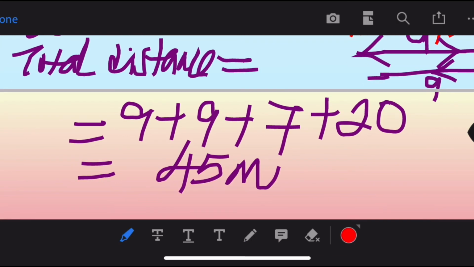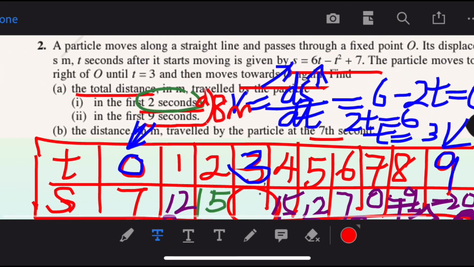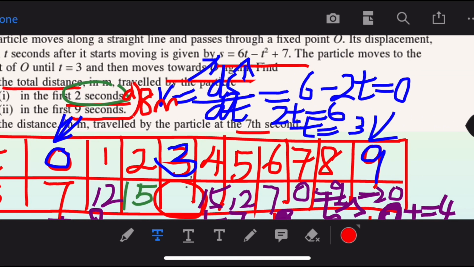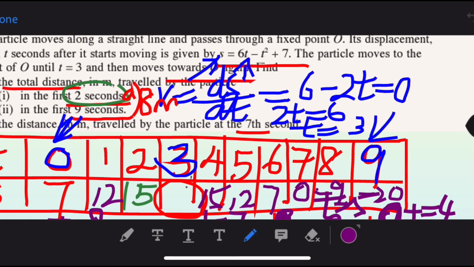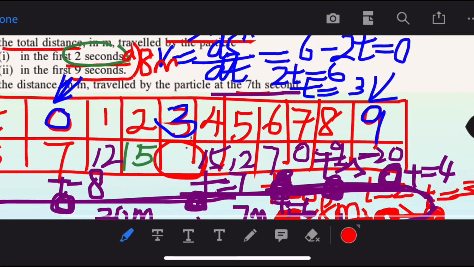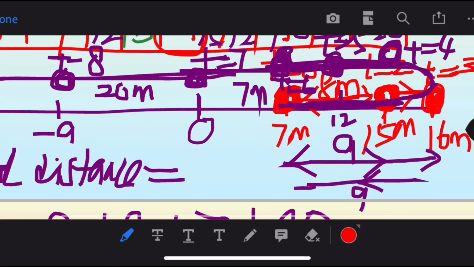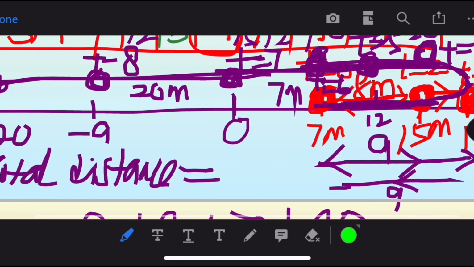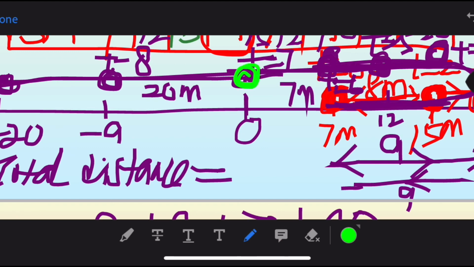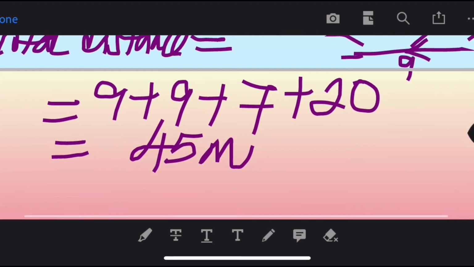How about the other question, about the distance traveled by the particle at the 7th second? At the 7th second, meaning what? Where is t equal to 7? I'm going to explain to you. t equal to 7 here. t equal to 6, where is the particle? Here. That means from 6 to 7, the particle travels this much. So the answer is just 7 meter, right?